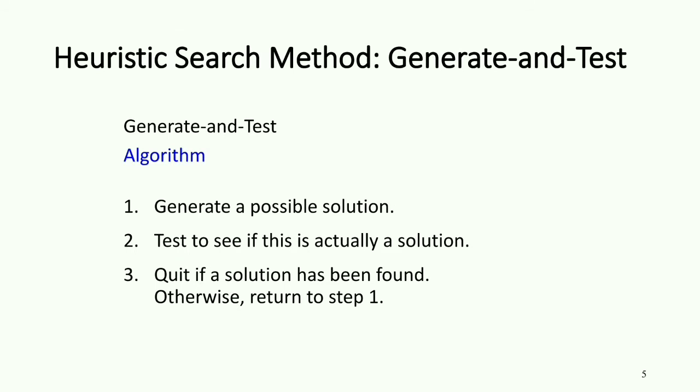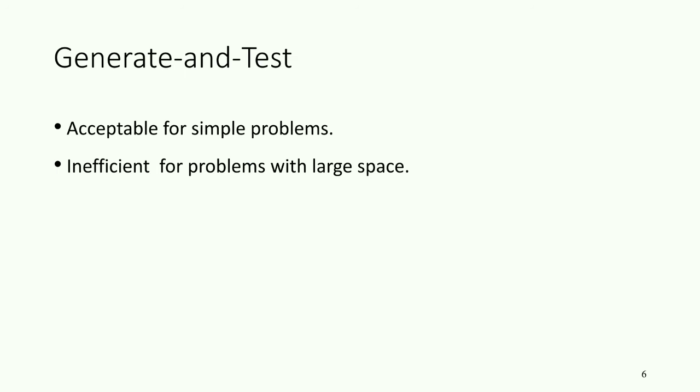Under the heuristic search methods, there are different algorithms. First of all, generate and test. It is a very simple algorithm. In the first step, generate a possible solution. Number two, test to see if this is actually a solution. And step 3, quit if a solution has been found, otherwise return to step 1. Generate and test is acceptable for simple problems, but it is not useful for complex problems, and it is insufficient for problems with large space.